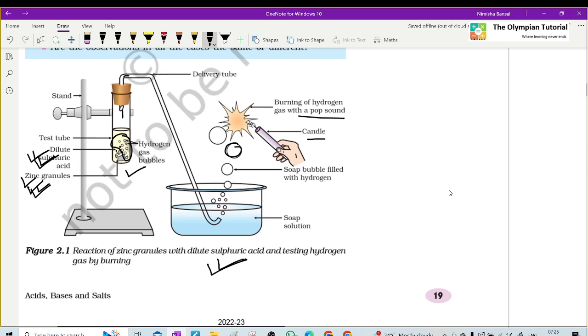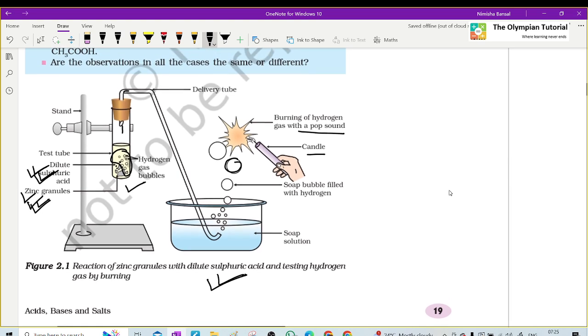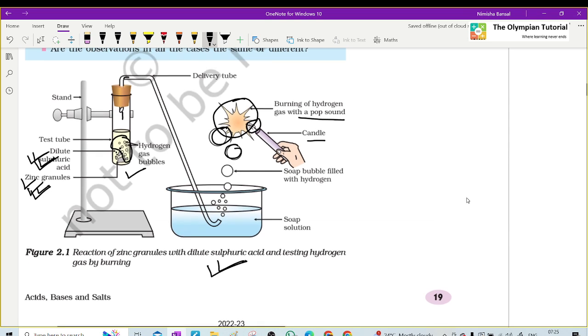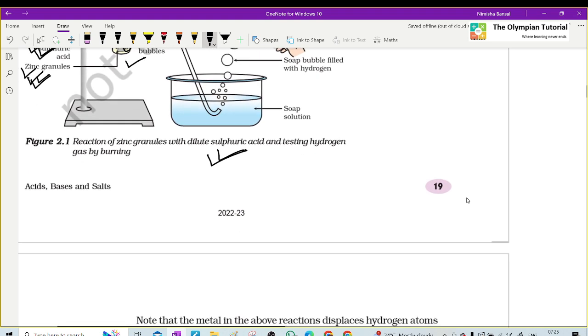The candle is already burning. Candle is burning in the normal way. And here it is gas. But when it comes in contact with this gas, it will give a sound, like a pop sound. Pop. And then the gas starts burning itself.